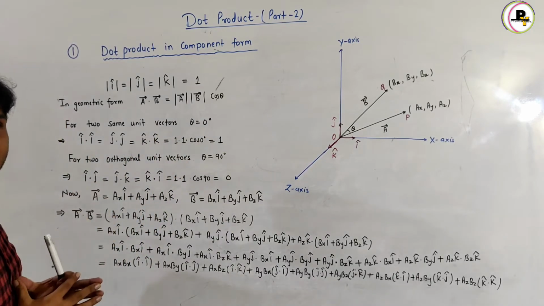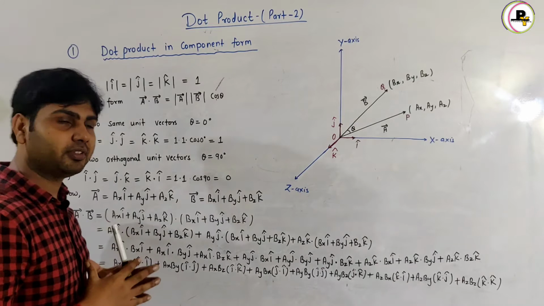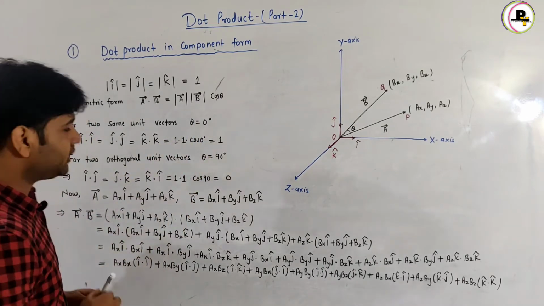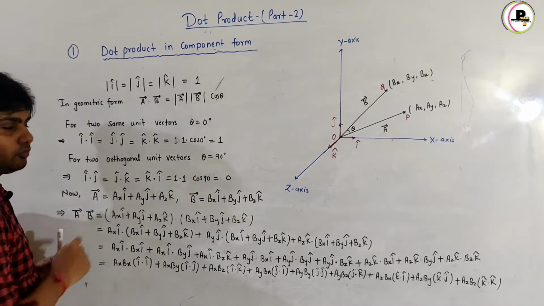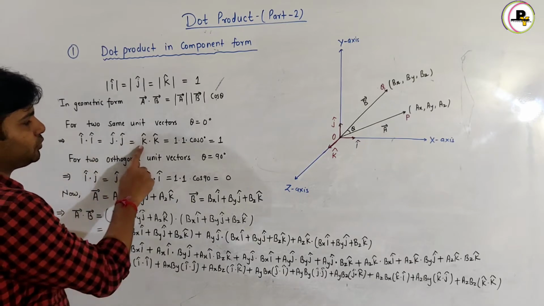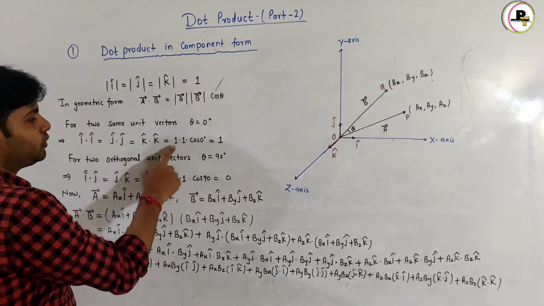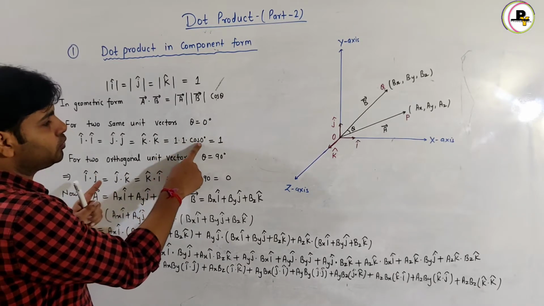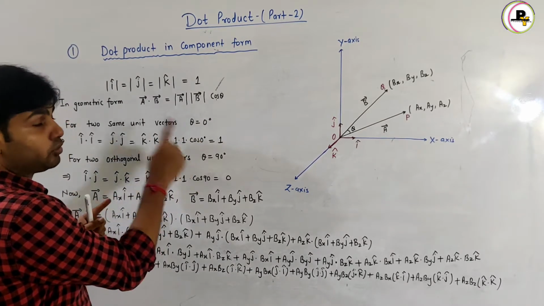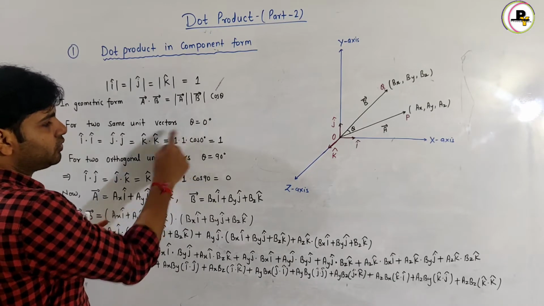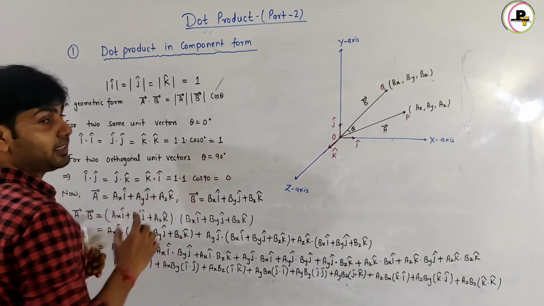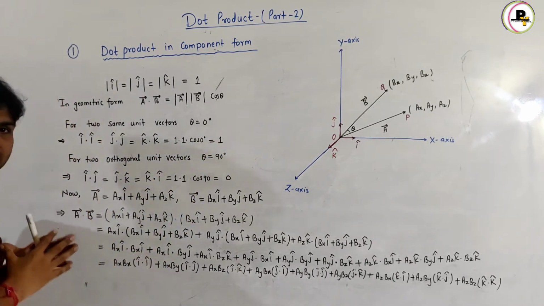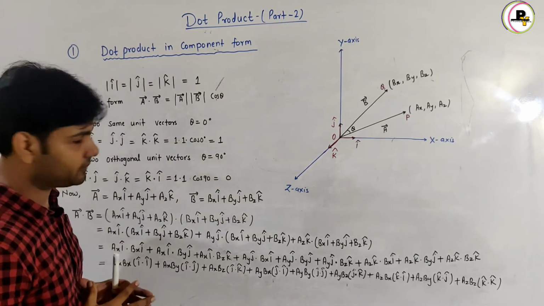Therefore, if we take the dot product of two same unit vectors, then theta will be equal to 0. Therefore, i cap dot i cap equals j cap dot j cap equals k cap dot k cap, which is equal to mod of the first unit vector into mod of the second unit vector into cosine of 0, and that is equal to 1. So the dot product of the same unit vectors is always equal to 1.